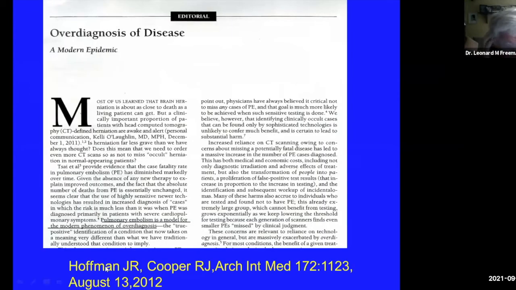Overdiagnosis of disease. Look what I've underlined. Pulmonary embolism is a model phenomenon of overdiagnosis. I don't know how many of you may be aware of this, but keep that in mind. Small pulmonary emboli we pass every day, every one of us, and they don't need to be anticoagulated. Okay.